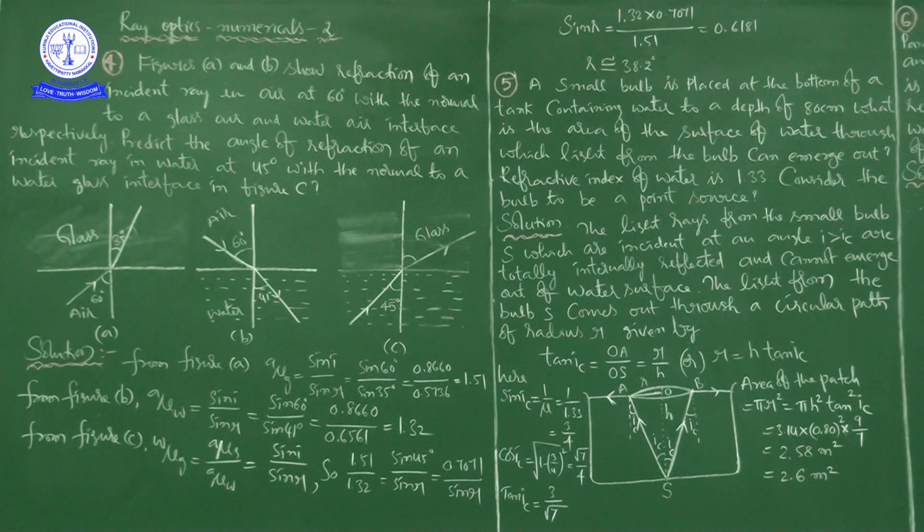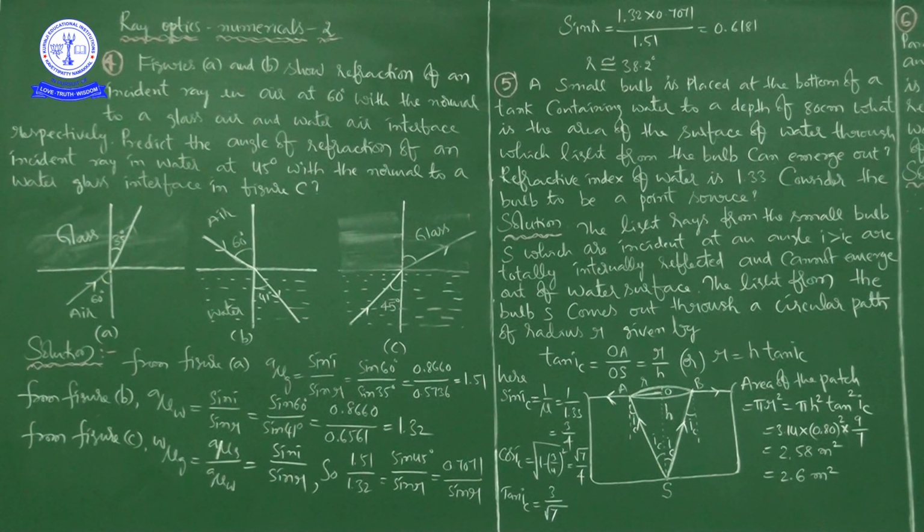Next problem, that is problem number 5. First I will read the problem, then I will go for the solution. So please concentrate. See here, a small bulb is placed at the bottom of a tank containing water to a depth of 80 centimeters. What is the area of the surface of water through which light from the bulb can emerge out? Light from the bulb can emerge out, right?